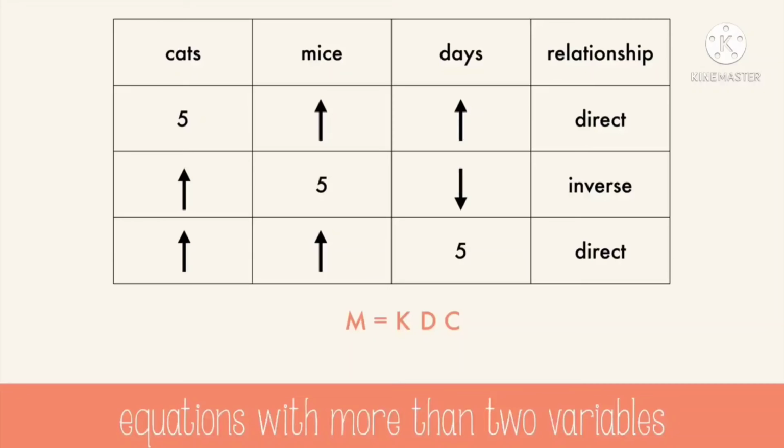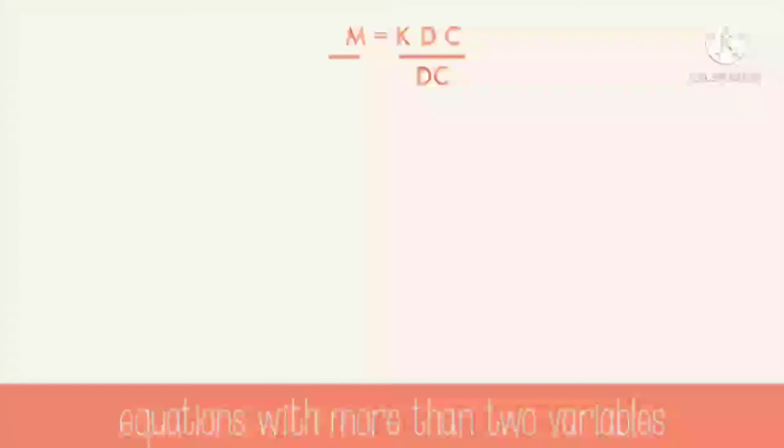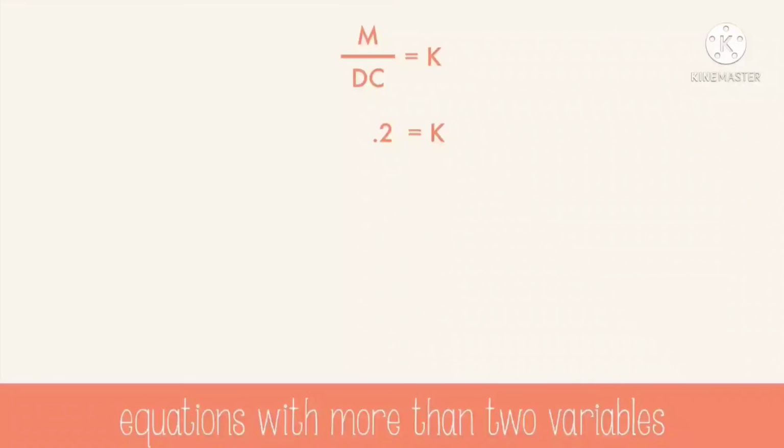Now, we just calculate the constant k using the numbers from the first problem. First, we need to get k by itself, so we divide both sides by dc, and we get m divided by dc equals k. Or the number of mice divided by days times cats equals the constant k. So back to our initial data, which was 5 mice, 5 cats, 5 days, when you calculate k, you get 0.2. Now, with this information, we can plug in new data, 3 mice, 3 cats with the constant of 0.2, and we can solve for d, the number of days it will take. And it takes 5 days.